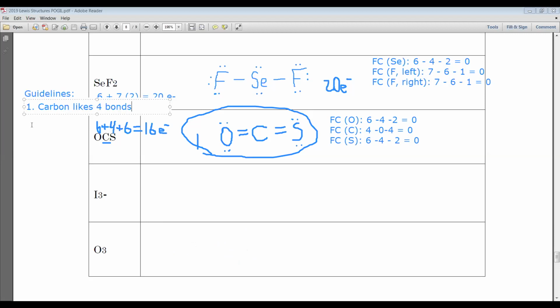The first guideline that we can point to is that carbon likes 4 bonds. If carbon has 4 bonds, then it's generally okay. Our second guideline, the nitrogen group, tends to have 3 bonds and 1 lone pair.